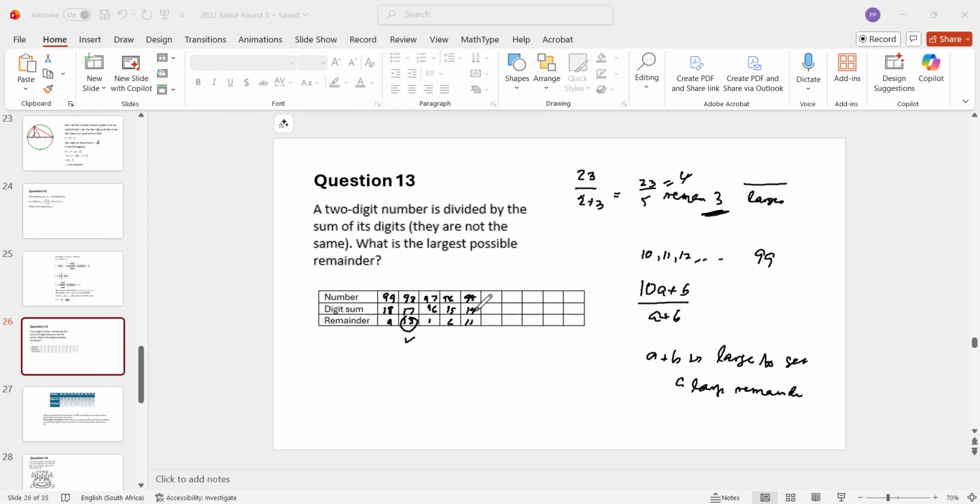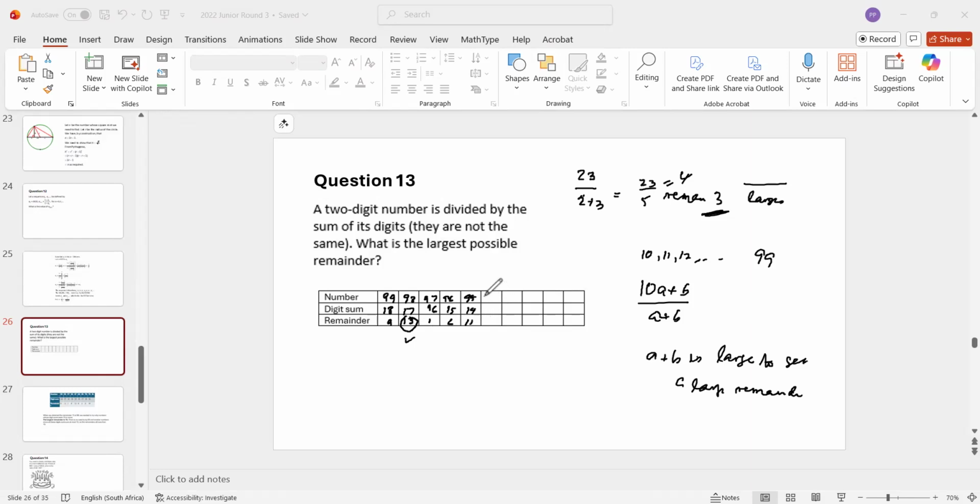Okay, now remember we came to stop at 14. We now must make the sum more than 14, not even 14, because when you're dividing by 14 the largest remainder is 13. I don't want to equal this. I want it to be bigger. So I want to take numbers whose digit sum is 15 or more.